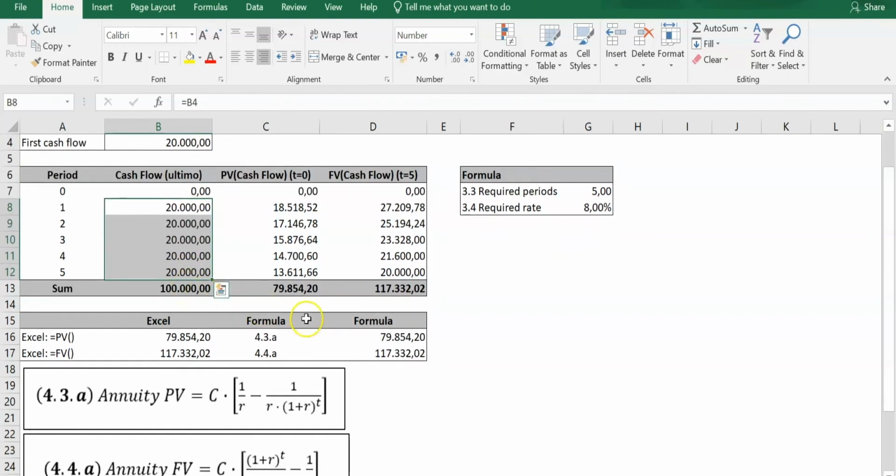Down here you can see this is actually what we just did before. You can see this was the formula we applied, formula 43A. And the formula down here, that's the alternative I talked about. That's 44A. That gives me the same result as up here.